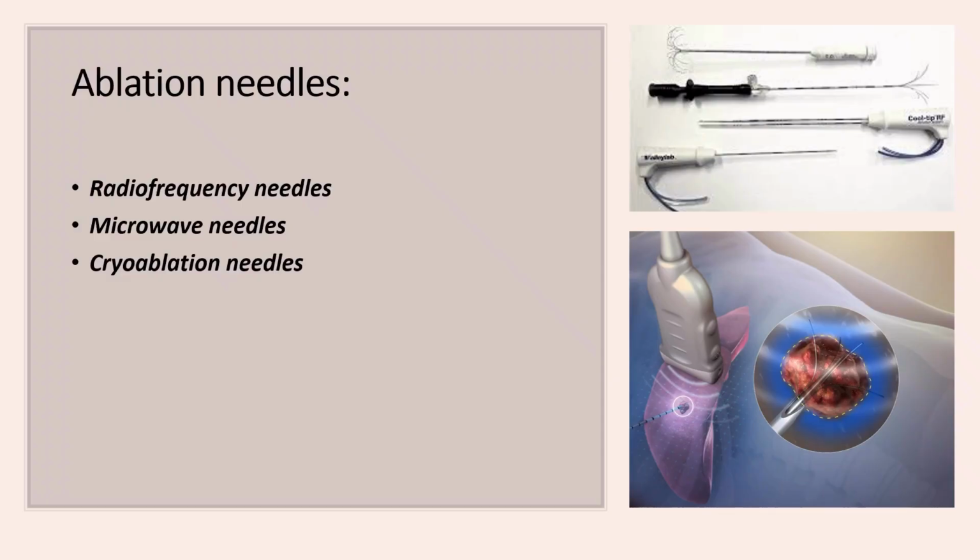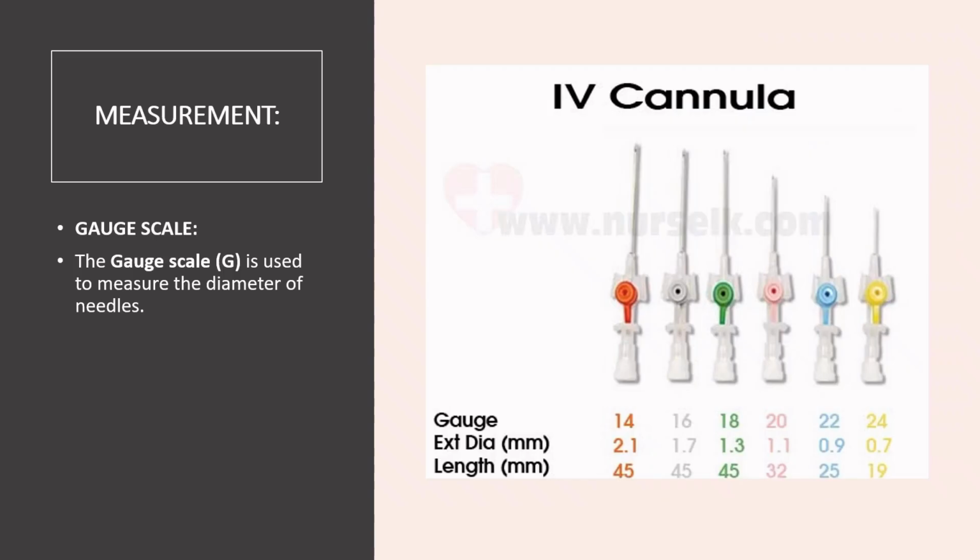For the ablation needles, we've got the radiofrequency needles, the microwave needles, and the cryoablation needles. We've got several shapes, and ablation is usually performed under ultrasound guidance or CT guidance for tumors. Quick info for the cannula: we should be aware that it is measured using the gauge scale, which is used to measure the diameter of the needles.